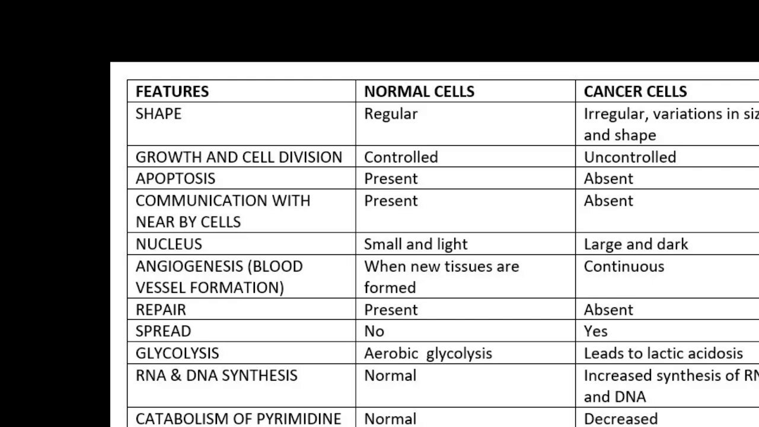Glycolysis in normal cells is always aerobic, that is, by using oxygen, whereas in tumor cells it can result in abnormal glycolysis, where the breakdown of glucose into carbon dioxide and water doesn't occur completely, and that results in accumulation of acidic substances. These acidic substances, lactic acid or other acidic substances seen in the tumor tissue, can also be one of the means by which a diagnosis of a tumor is possible.